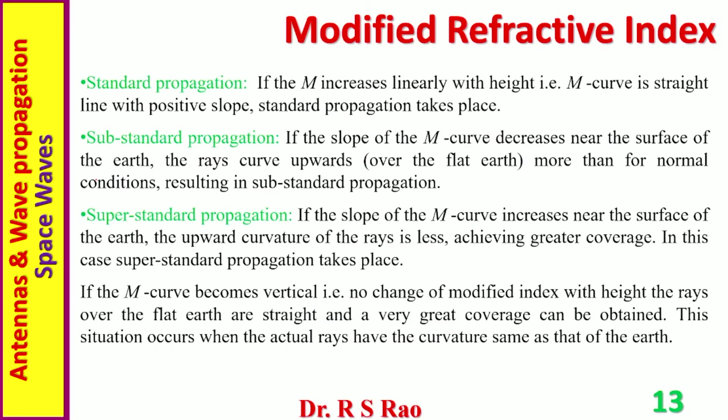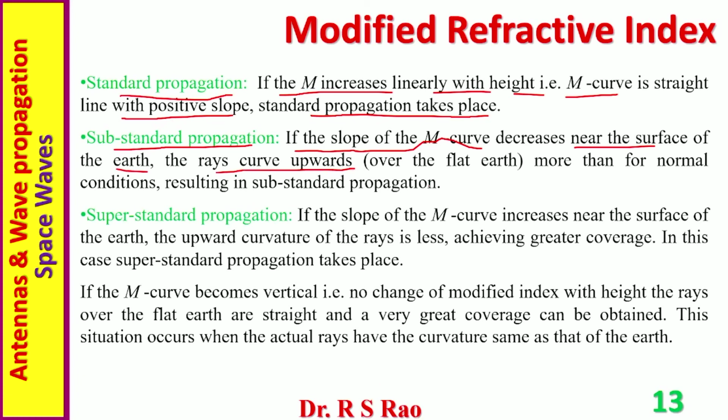Now some more points regarding types of propagation. Standard propagation, this term has already been encountered earlier in the present session. Here we understand it with respect to m, modified refractive index. Standard propagation: if m increases linearly with height, m curve is a straight line with a positive slope, and standard propagation takes place. Substandard propagation: if the slope of the m curve decreases near the surface of the earth, the rays curve upwards over the flat earth more than for normal conditions, resulting in substandard propagation.